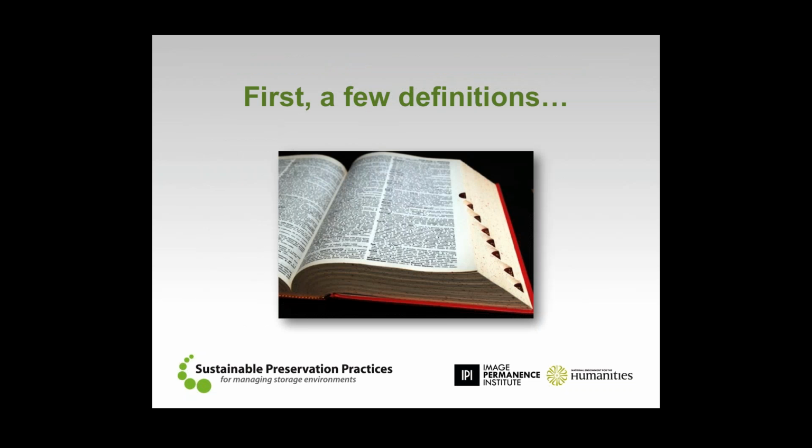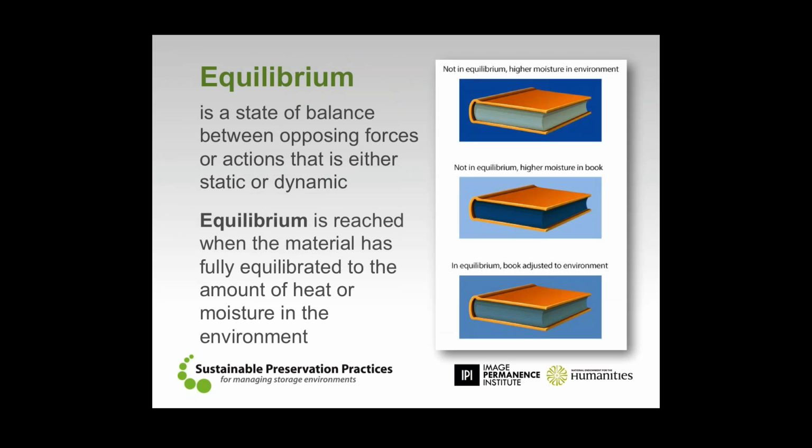So, to begin with, a few definitions. Let's just talk equilibrium here. I think everybody should be fairly familiar with this term, or at least with the idea, if you think about the scales of justice or whatever it is that equilibrium means to you. But in this particular case, we're just going to take a very standard definition of a balance between opposing forces or actions that can be static or dynamic. And what we recognize is that in our everyday environment and the environments that we're creating to preserve collections materials over time, this is oftentimes a very dynamic relationship.